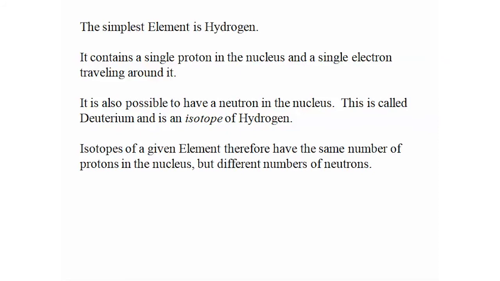It is also possible to have a neutron in the nucleus. This is called deuterium, as opposed to hydrogen, and it is an isotope of hydrogen. Isotopes of any given element therefore have the same number of protons in the nucleus, but different numbers of neutrons.